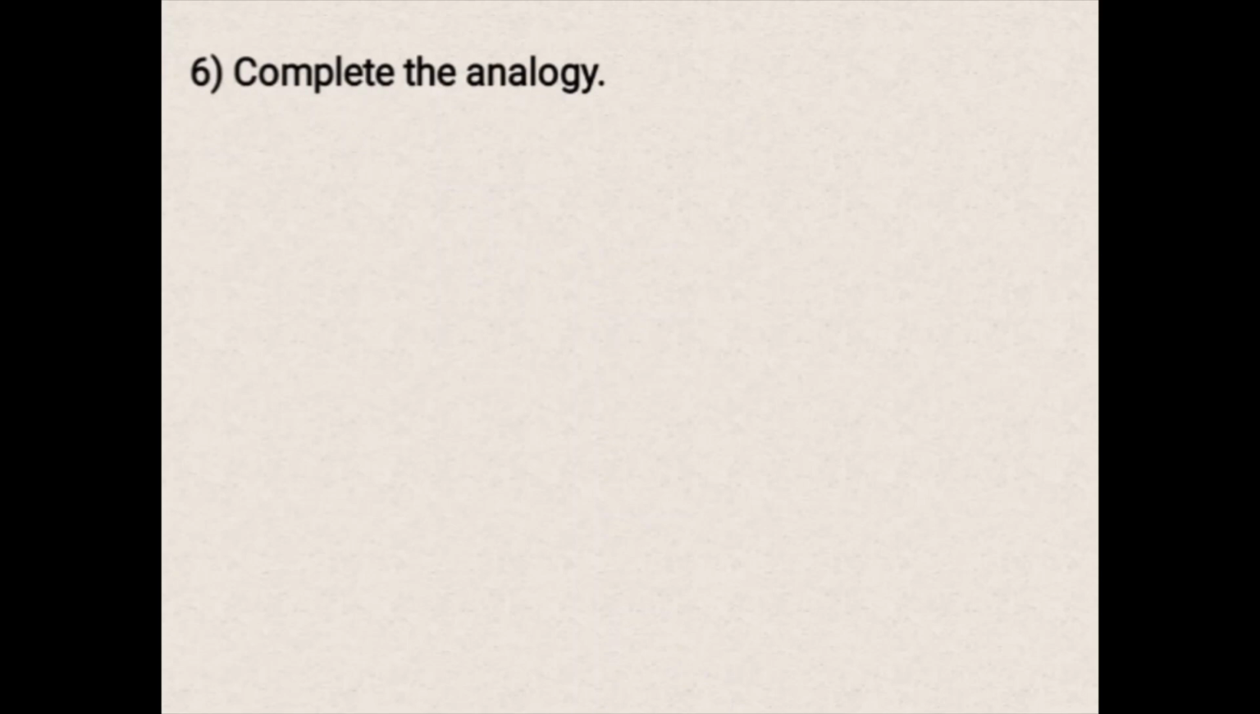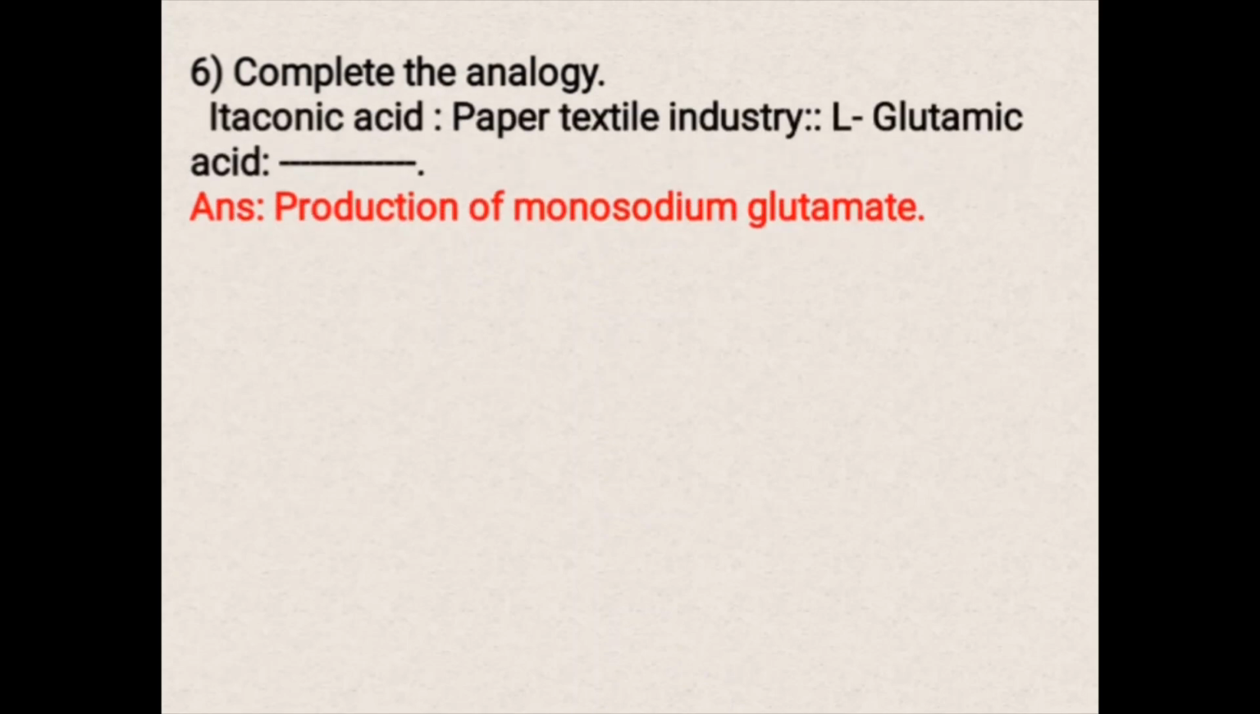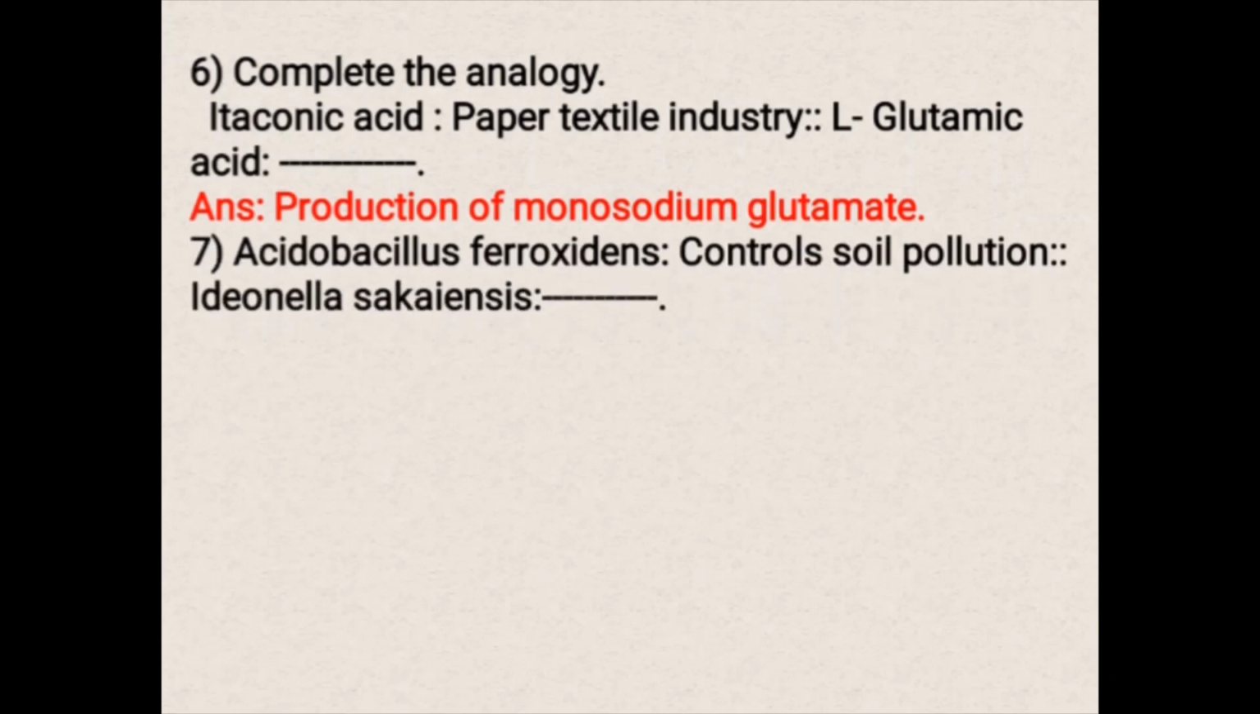See the next question. Complete the analogy. Itaconic acid, paper textile industry; L-glutamic acid, dash. And the answer is production of monosodium glutamate. Seventh question is, again, complete the analogy. Acidithiobacillus ferrooxidans controls soil pollution. Ideonella sakaiensis, dash. And the answer is decomposed PET. PET is a type of plastic.